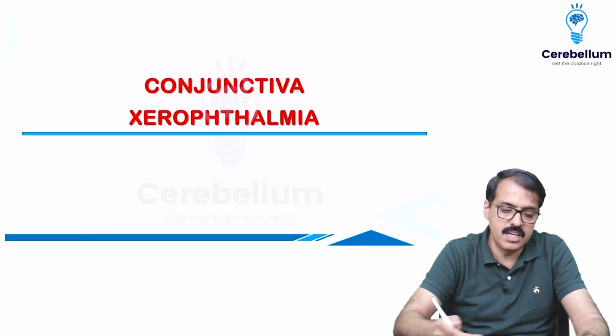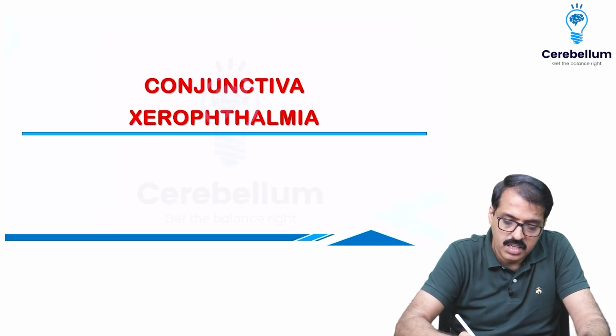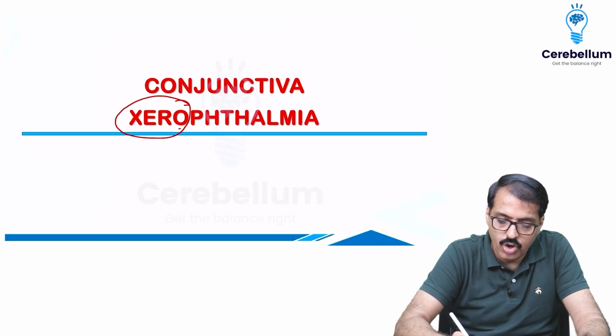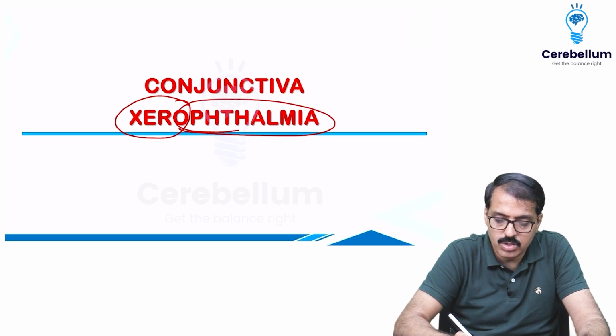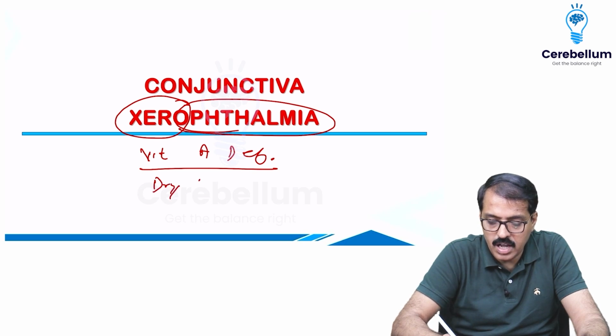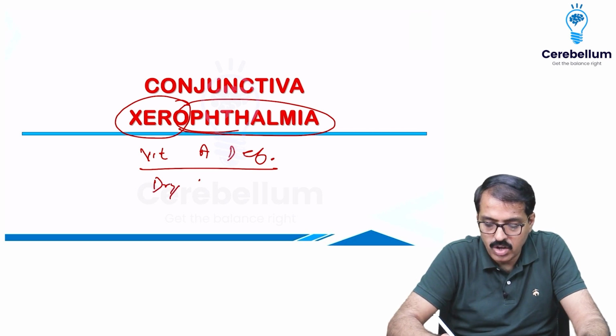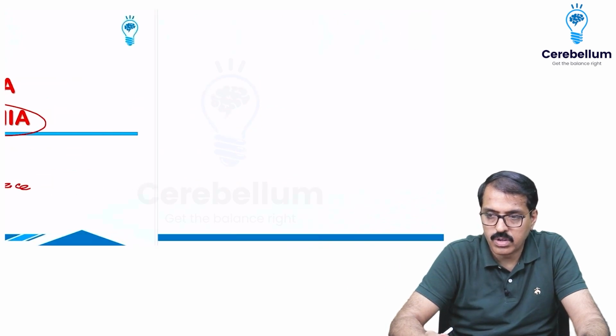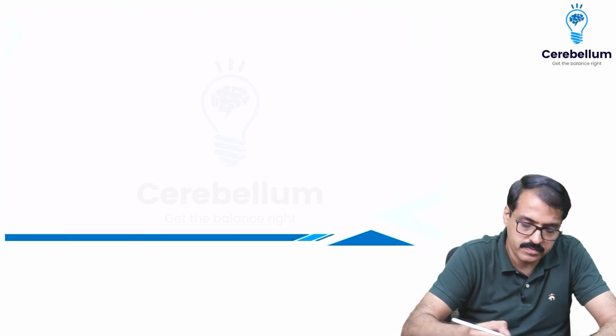The next disease is Xerophthalmia. Xero is dry, ophthalmia is eye. So this is seen in vitamin A deficiency where there is drying of the eye surface. Okay, here what has happened?